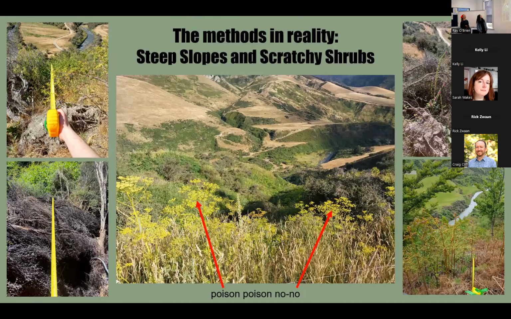So this is the methods in reality: steep slopes and scratchy shrubs. You can see the top two photos on the left and right are trees that have fallen out of the soil, because the soil can be quite unstable. You think you're just walking on a gentle hillside, and then that tree is on its side, as is the entire hillside.